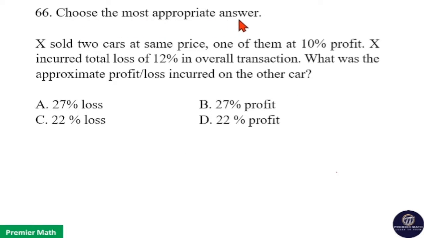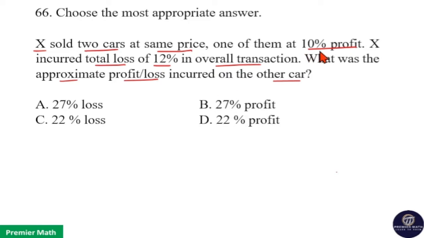Choose the most appropriate answer. X sold 2 cards at the same price, one of them at 10% profit. X incurred a total loss of 12% in the overall transaction. What was the approximate profit or loss incurred on the other card?